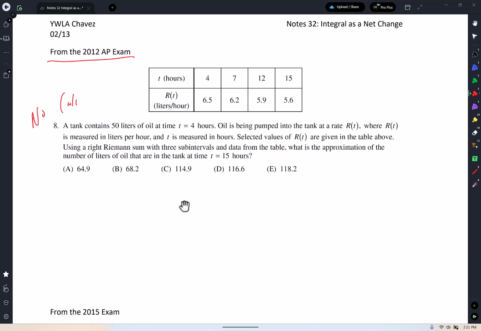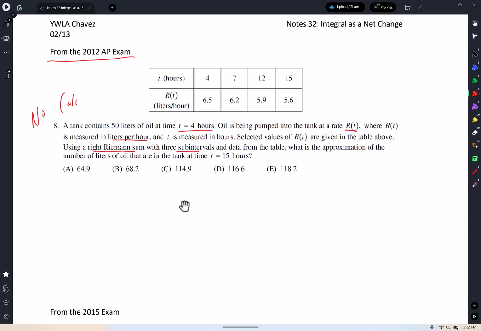It says a tank contains 50 liters of oil at time t equals 4 hours. Oil is being pumped into the tank at a rate of R of t, where R of t is measured in liters per hour, and t is measured in hours. Selected values of R of t are given in the table above. Use a right Riemann sum with 3 subintervals and the data from the table. What is the approximation of the number of liters of oil that are in the tank at t equals 15?